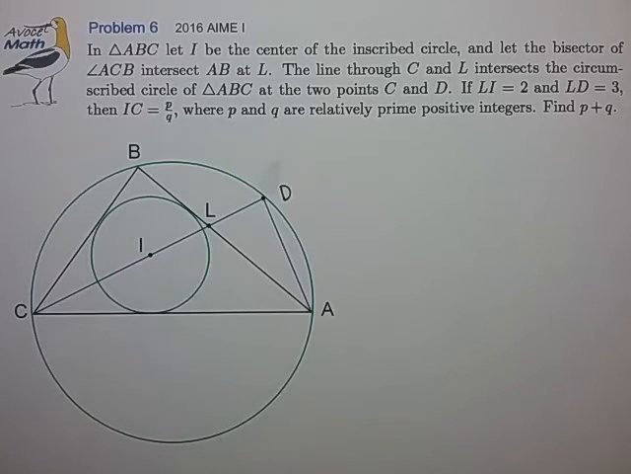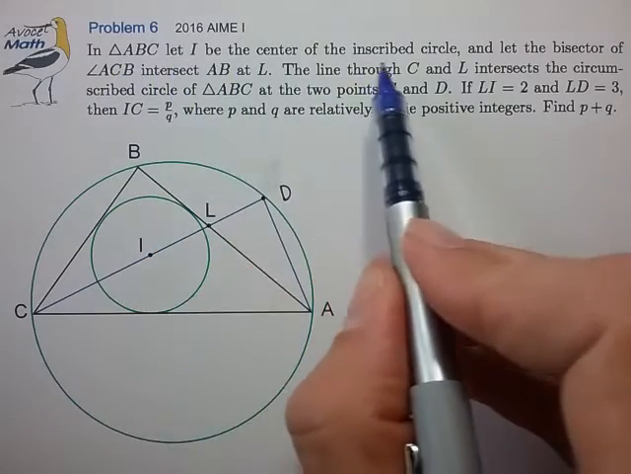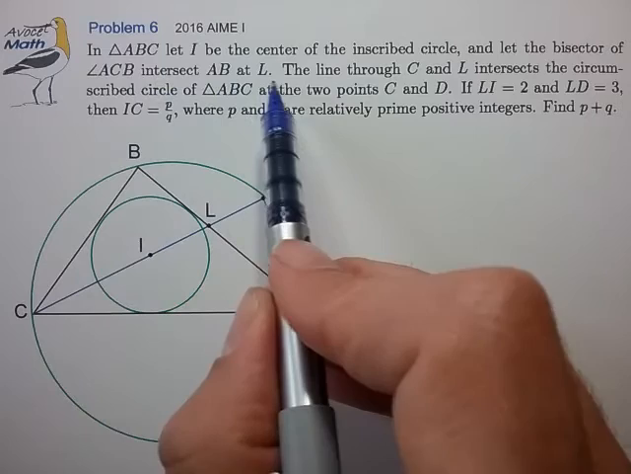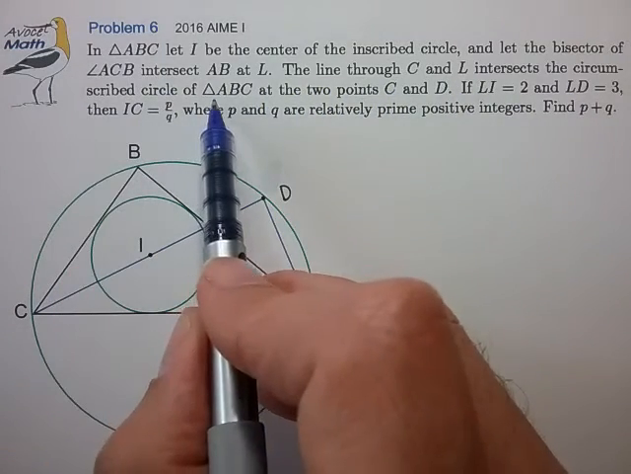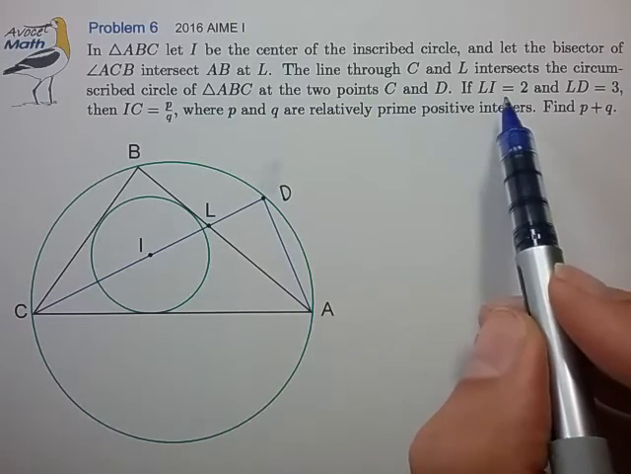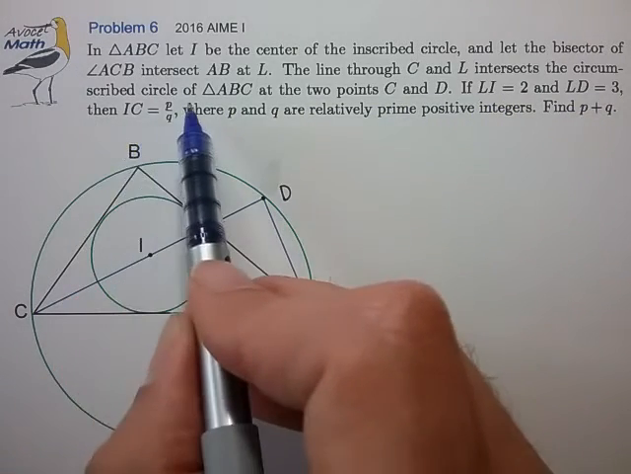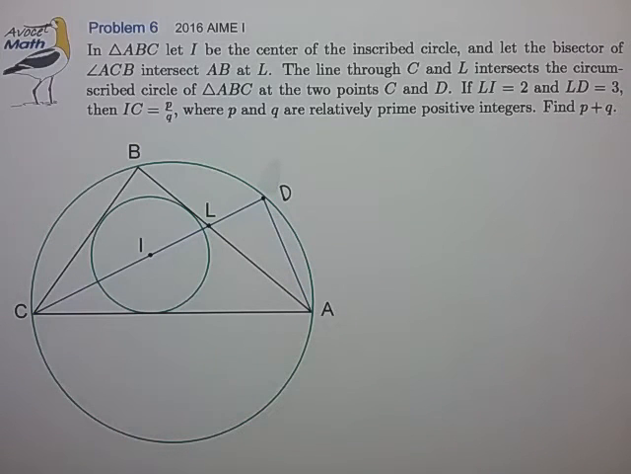Hi, this is problem 6 from the 2016 AIME 1. In triangle ABC, let I be the center of the inscribed circle and let the bisector of angle ACB intersect AB at L. The line through C and L intersects the circumscribed circle of triangle ABC at 2 points, C and D. If length LI is 2 and LD is 3, then IC is the reduced fraction P over Q. Find the sum P plus Q.